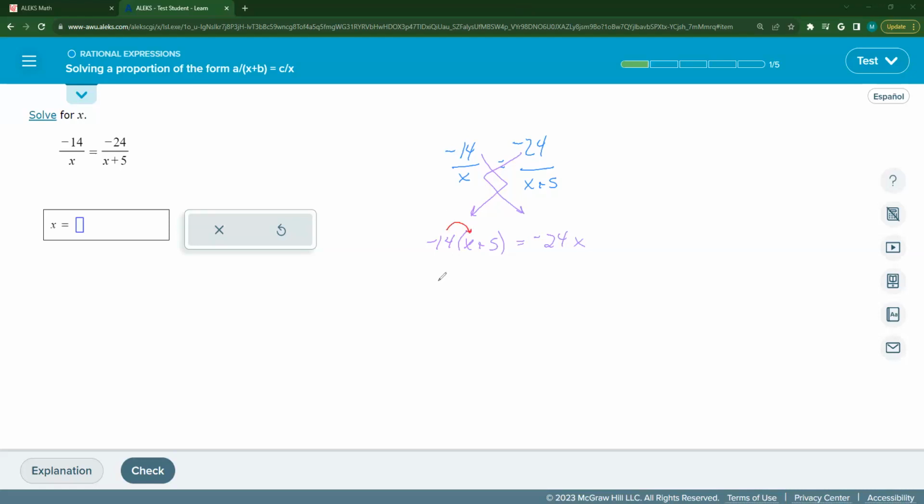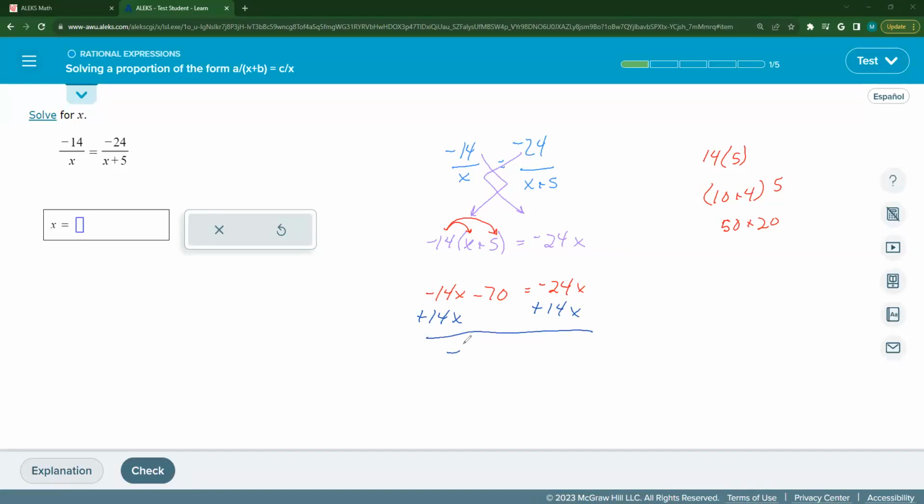Distribute, so negative 14 times x is negative 14x. Negative 14 times 5 is going to be a negative, and 14 times 5 is the same thing as 10 plus 4 times 5, which is 50 plus 20, which is 70, equals negative 24x. Get the x's together. Now, I have a negative. I really could deal with positives by moving the negative 24, but I'm really going to just move all of my x's away from the numbers. So I'm going to add 14x here, even though I'm still going to have a negative.